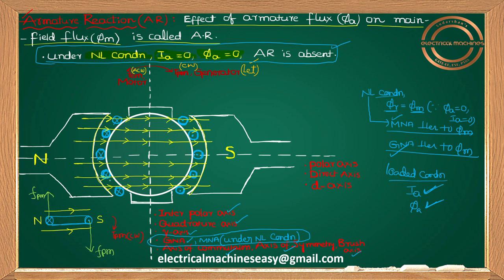Is it clockwise or anti-clockwise? I'll be using a laser pointer. Please tell me, if the direction of armature current is a cross here, what is the direction of armature flux? By using the right hand thumb rule, your thumb indicates the direction of current, a cross, and the wrapped fingers indicate the direction of armature flux. That means the thumb direction is the direction of current, which I said is a cross.